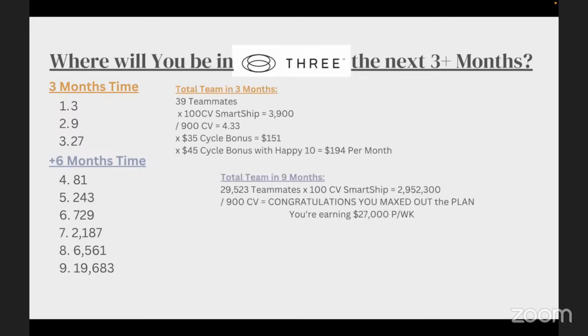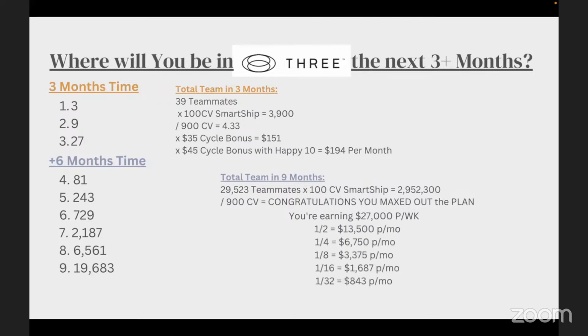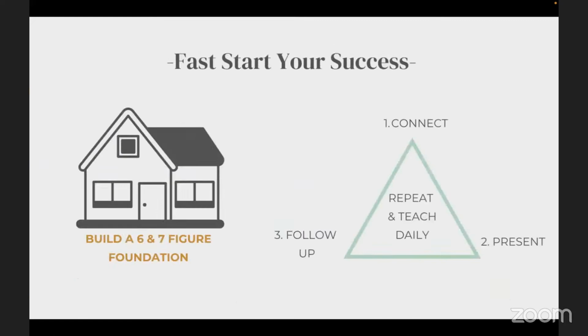Look at the volumes. You can max out the plan because you had 2,952 points. You could max the plan. That's really cool. That's the potential of the power of 3. Big numbers. Imagine the possibilities. Now, the process is very simple.